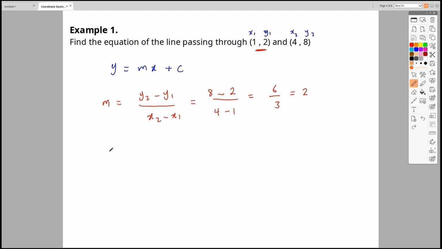So y is 2 equals m, 2, times x, which is 1, plus c. So rearrange the formula and we will get c equals 2 minus 2, which equals 0. Now I have the values of m and c. Let's write the equation. So y equals mx, m is 2, so that means 2x plus c is 0. So our formula is y equals 2x.